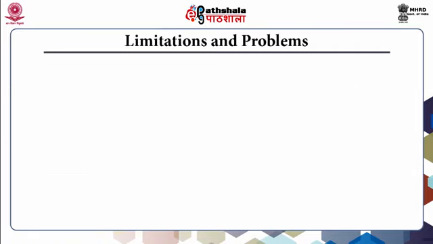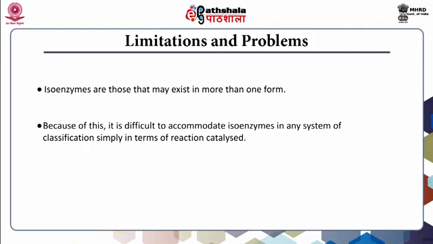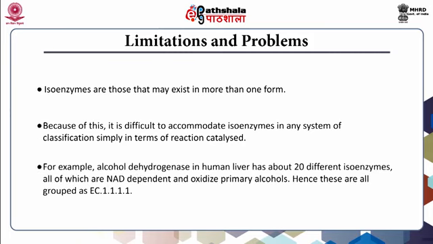Let us see what are the limitations and problems. Isozymes are those that may exist in more than one form. Because of this, it is difficult to accommodate isozymes in any system of classification simply in terms of the reaction catalyzed. For example, alcohol dehydrogenase in human liver has about 20 different isozymes, all of which are NAD dependent and oxidize primary alcohols. Hence, these are all grouped as EC 1.1.1.1.